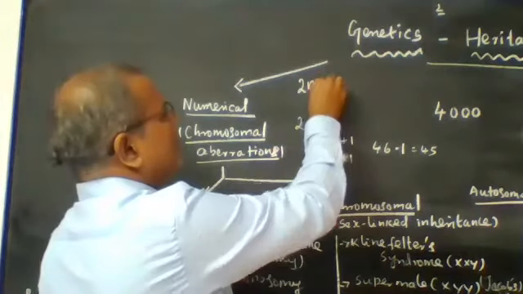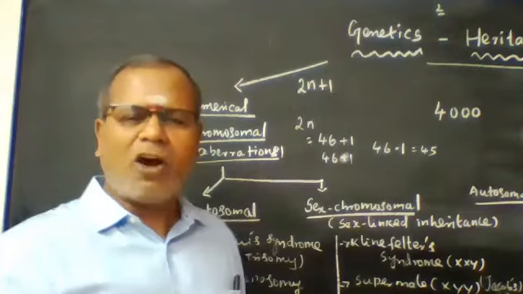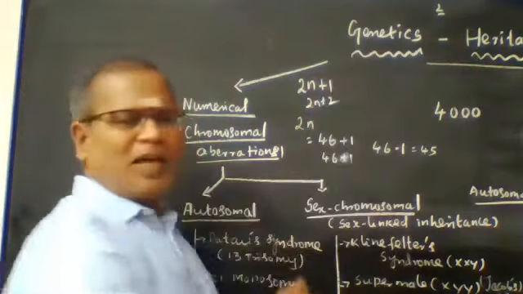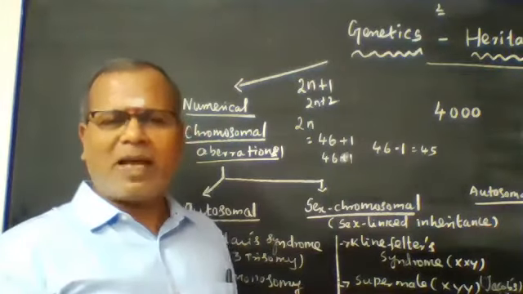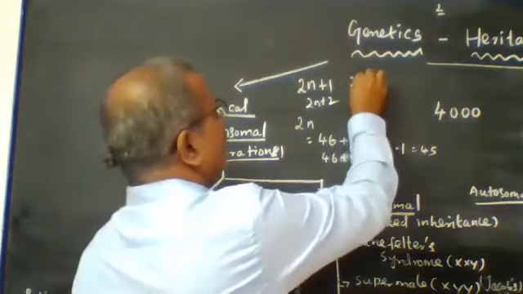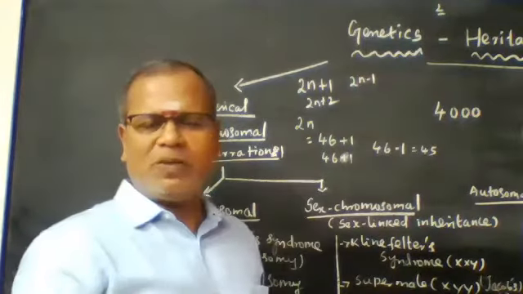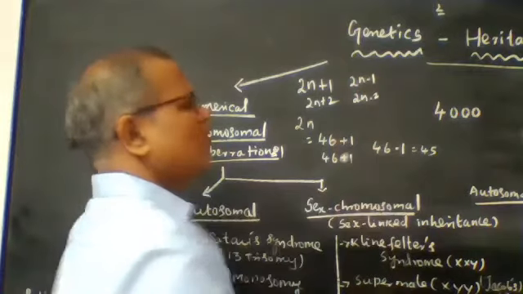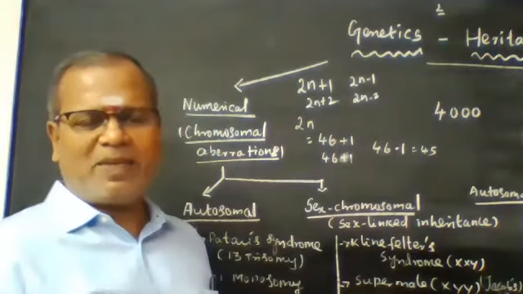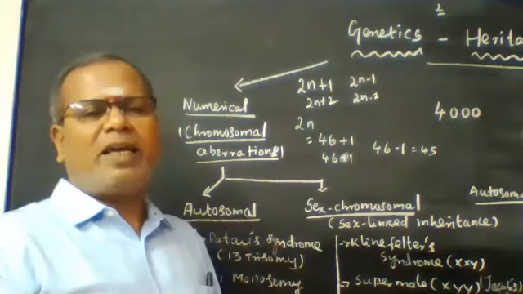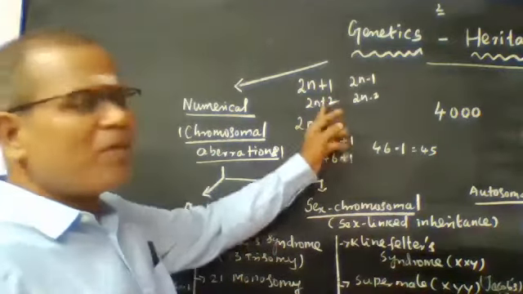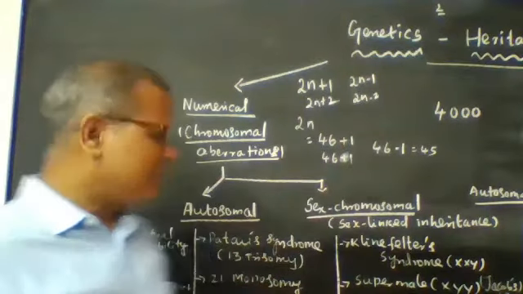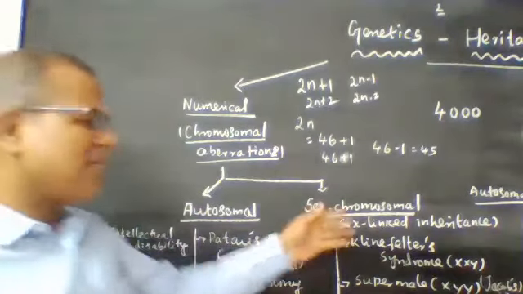2n plus 1 is trisomy, addition of one homologous chromosome. And 2n plus 2, addition of two homologous chromosomes, is tetrasomy. Removal of one homologous chromosome is said to be monosomy. And removal of two homologous chromosomes is said to be nullisomy. These are known as aneuploidy and come under either hyperploidy, increase in number, or hypoploidy.